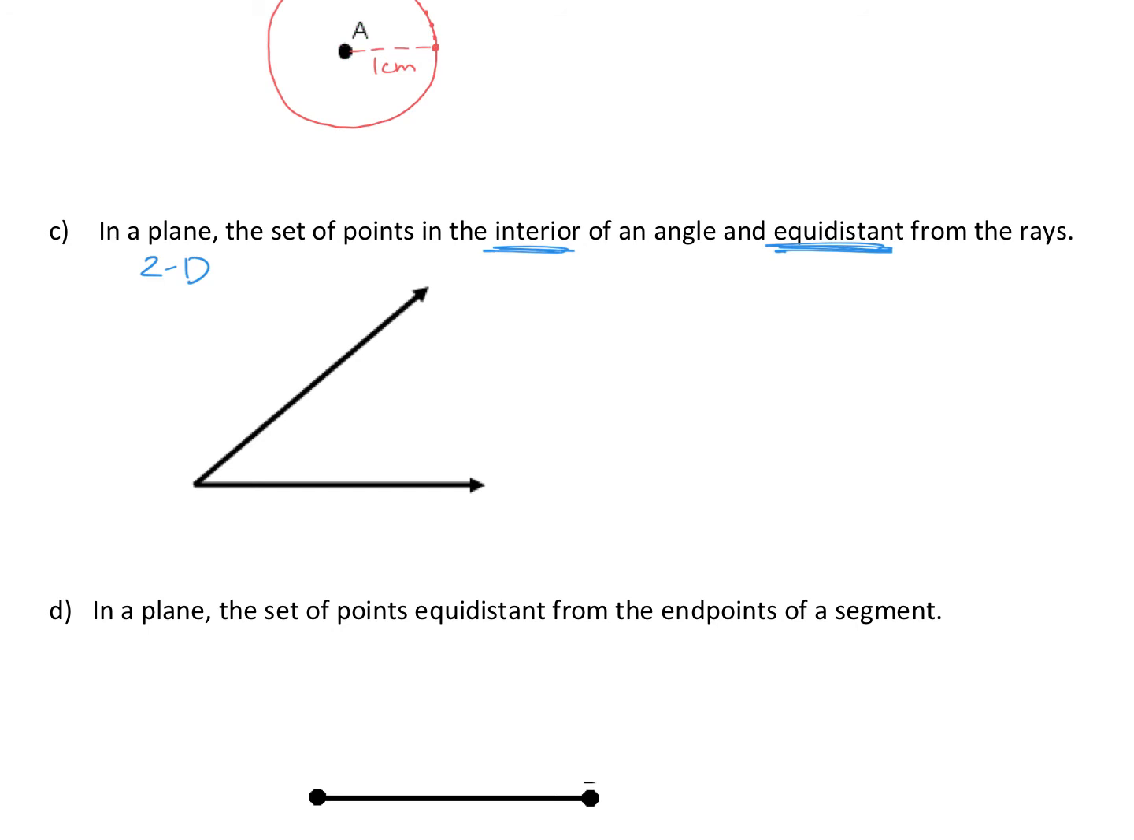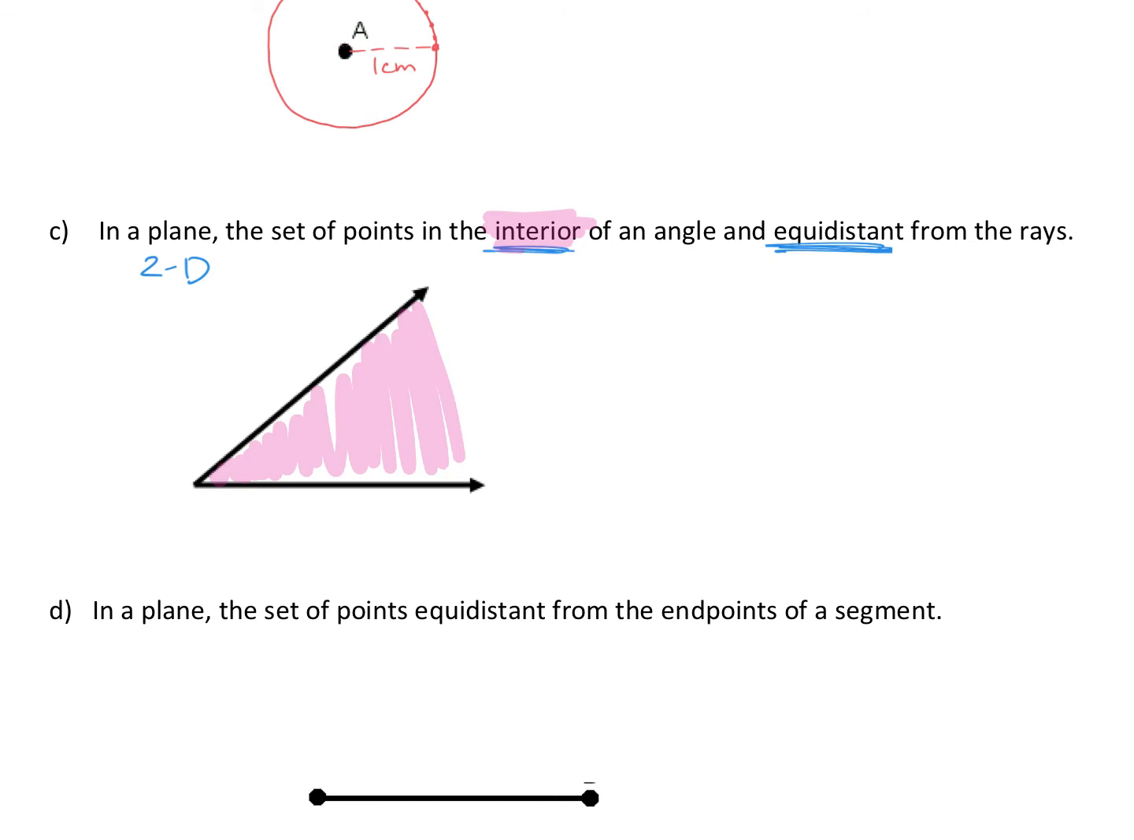First of all, do you remember where the interior of an angle is? The inside, right? This is the interior. So when it talks about the interior, that's it, okay? That's not part of our locus. I'm just showing you where the interior is, okay? What would be every point equidistant from your 2 rays, from the sides of your angles?